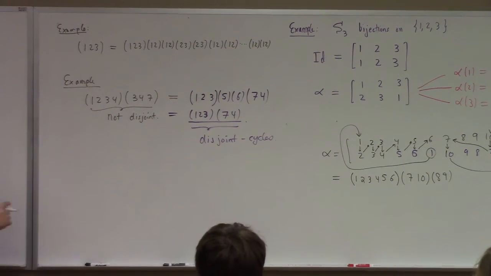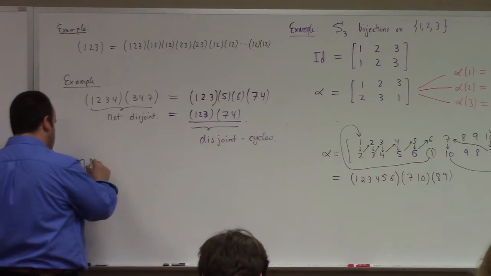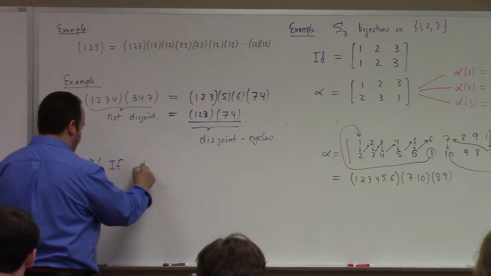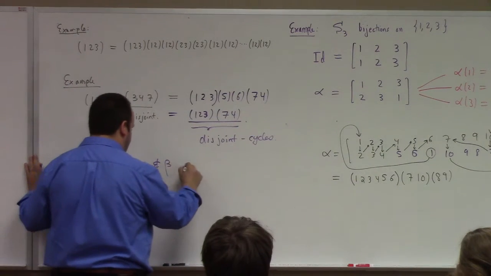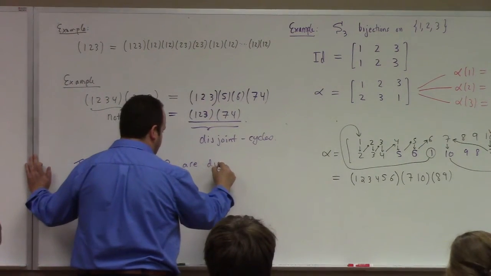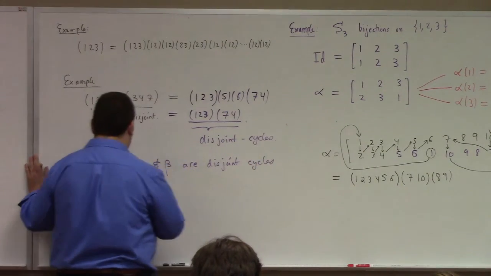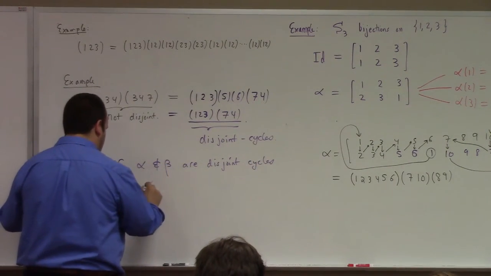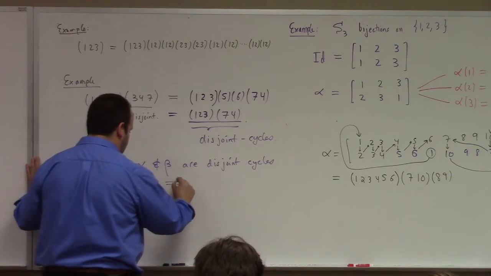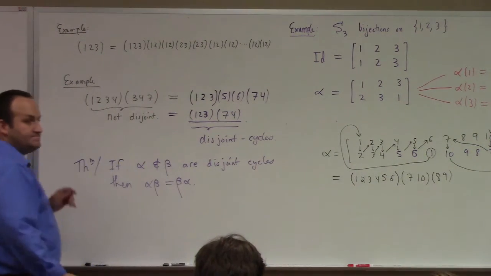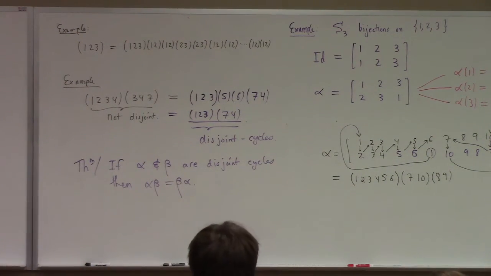Let me make an obvious theorem for you. If alpha and beta are disjoint cycles, then what can we say? Alpha beta is equal to beta alpha. In other words, disjoint cycles commute.